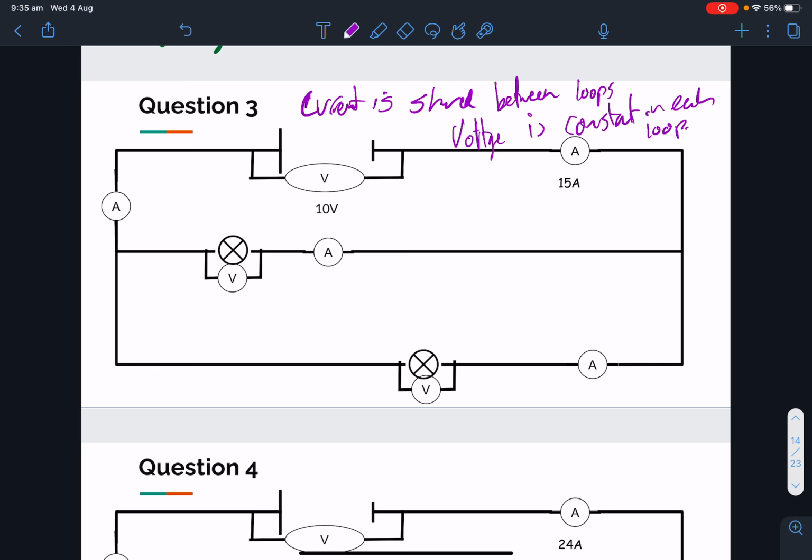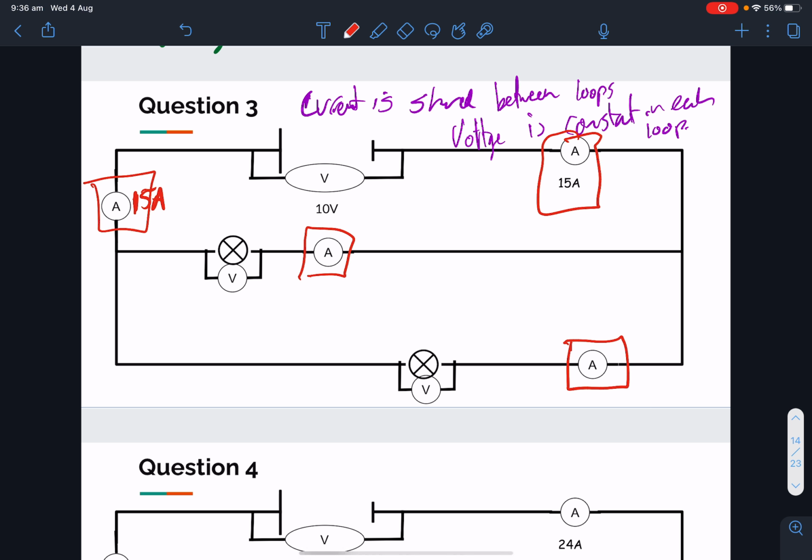Okay, so let's do current. Looking up here, look at this current that's coming out of the battery pack, 15 amps. So it's shared. We've got two loops, one ammeter there and one ammeter there, and we've got one here. This one here is near the battery pack, so it's going to have the full 15 amps because they're coming back together. But each branch after that, down here and down here, is going to have it shared. So 15 divided by 2, because there's two branches, so it's going to be 7.5 amps each. 7.5 amps.